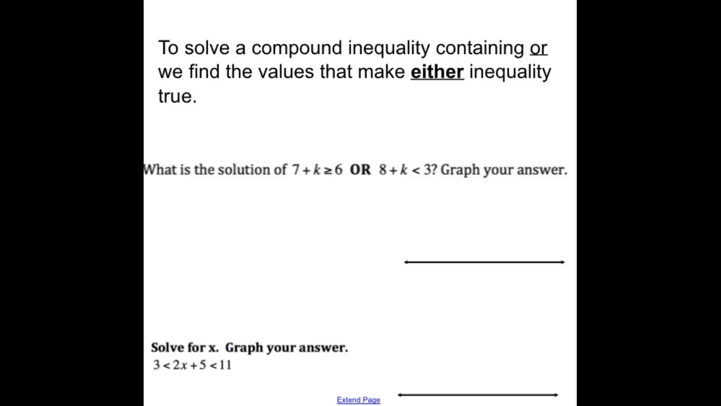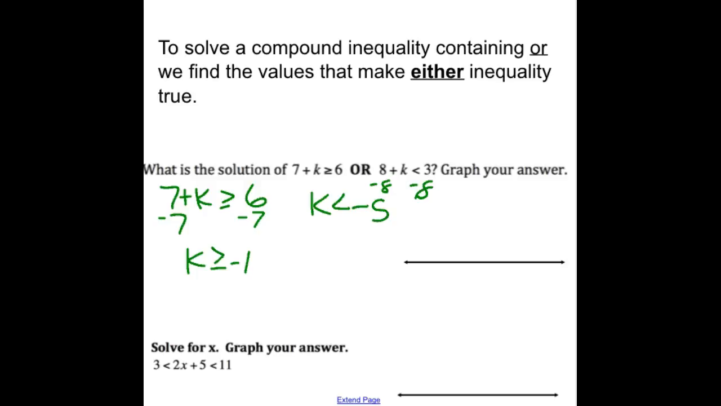So we'll take this first one and we'll solve it. It says 7 plus k is greater than or equal to 6. Subtract that 7. K is greater than or equal to -1. Do the same thing with the next one. K is less than, if you subtract that 8, it's less than -5. So you have your two inequalities, k is greater than or equal to -1, or k is less than -5.